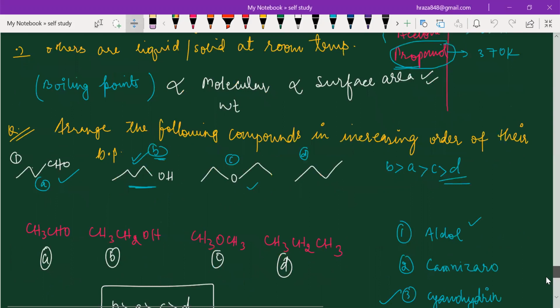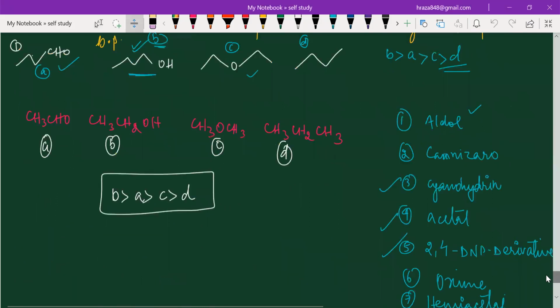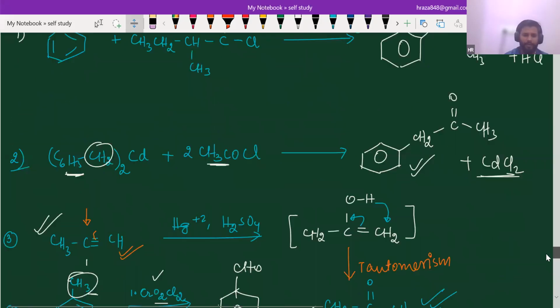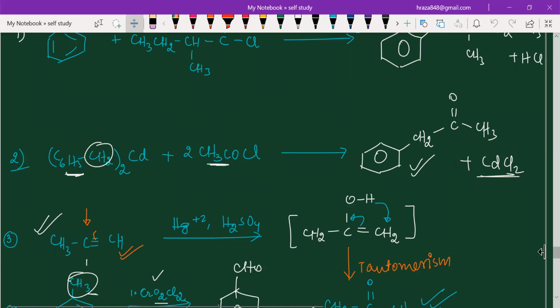So we do some nomenclature of parent chain and suffix. We were studying aldehydes and ketones, right? Yes, sir. And we were talking about some parent chain and combining the suffix.